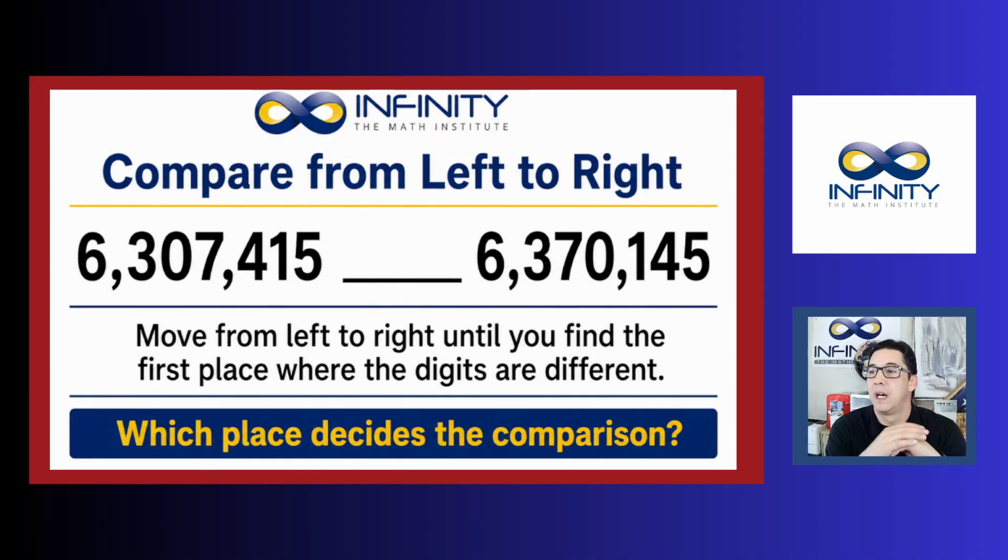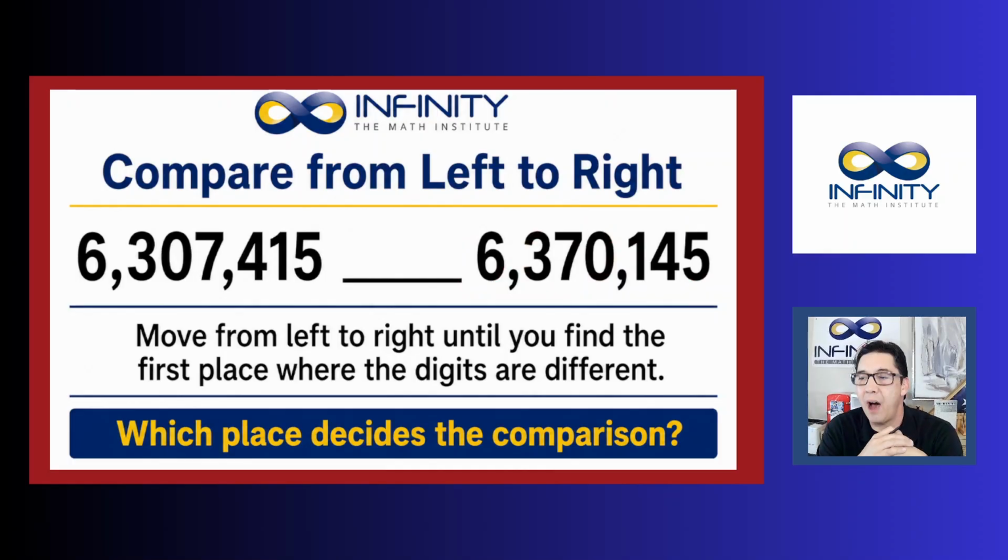We have 6,307,415. And I want you to try to say it to yourself. What's the second number? Remember, say the period. So say the number and then which period, the number and then which period, the number and then which period. All right, you should be saying to yourself, 6,370,145.